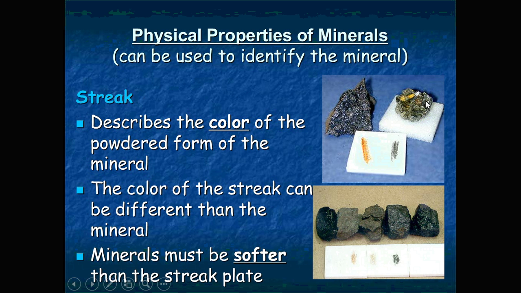The other one here has a golden color, somewhat golden, but when you use the streak method, it gives you the grayish color. So that would be the color of the powdered form. If you're able to do the streak, then it means that the mineral could be soft. So that is what you call the streak property.